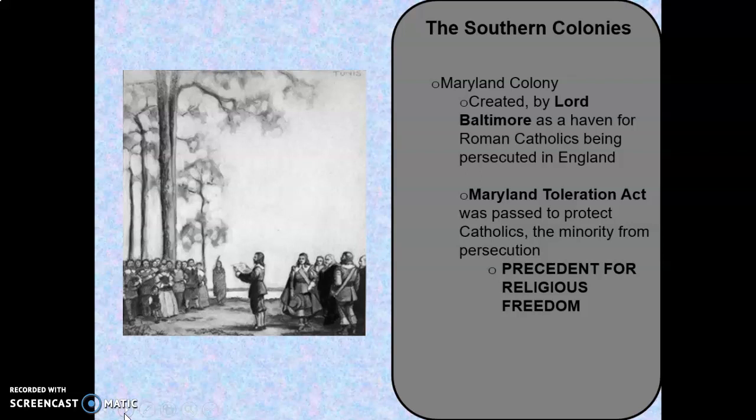And in 1649, you're going to read this, the Maryland Toleration Act was passed. Catholics were a minority in the New World, and basically this was to protect the Catholics from the Protestants. It's the minority from persecution. The important thing you need to get is it sets precedent for religious freedom. This leads us on our way to where we look at it today and say, whatever religion you practice, Christian, Muslim, Buddhism, whatever. Originally it was to protect the Catholics from the Protestants, but today it has expanded.